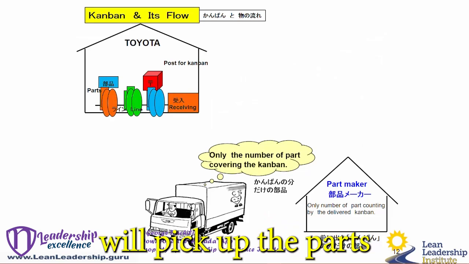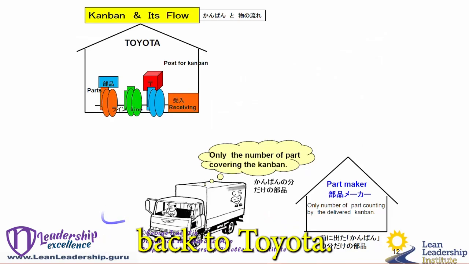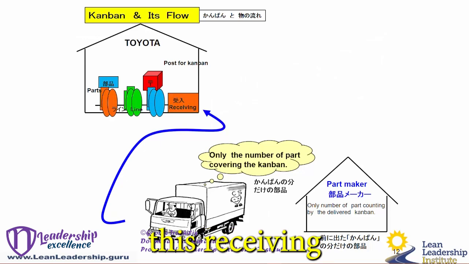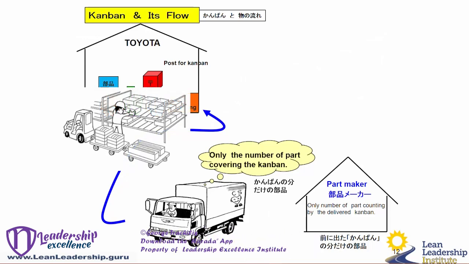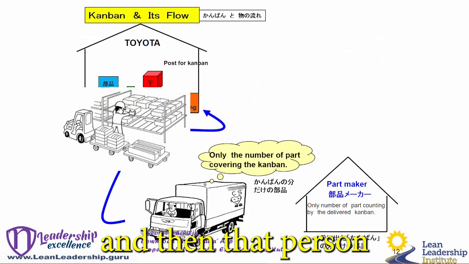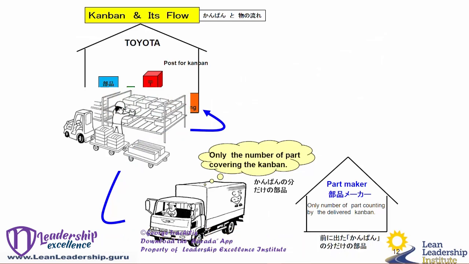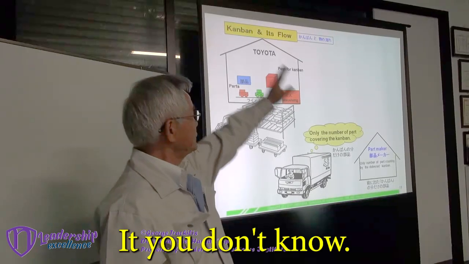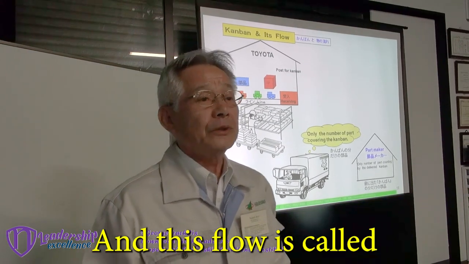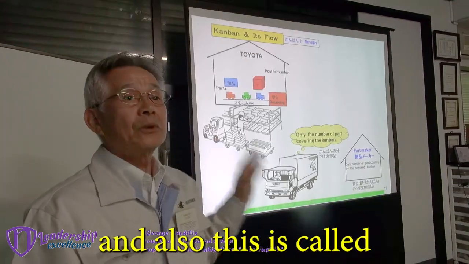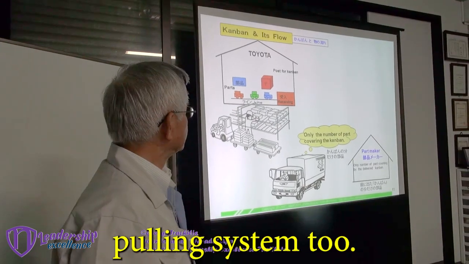driver will pick up the parts and then go back to Toyota. And then in this receiving, there's a person in charge of transportation, and that person will feed these parts to the line side. And this flow is called the Kanban system. And also this is called a pulling system too.